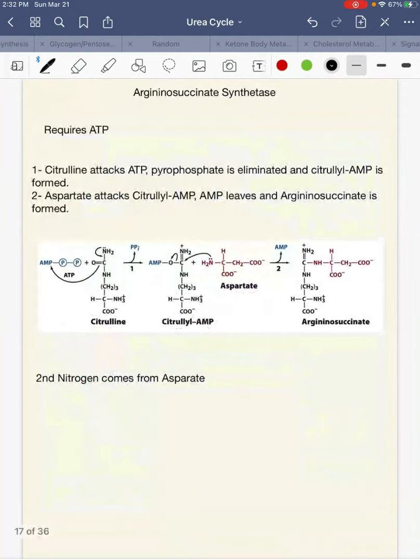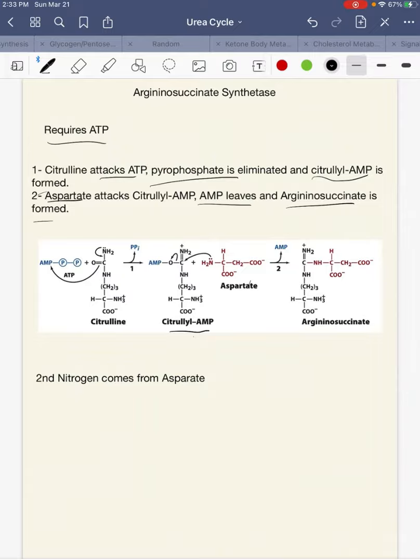I think I have the mechanism for this one, yeah. So this requires ATP, of course, I just mentioned. So citrulline attacks ATP, pyrophosphate is eliminated, and then citrulyl AMP is formed. So this is our intermediate, and then aspartate comes in, attacks citrulyl AMP, AMP leaves, and then argininosuccinate is formed.